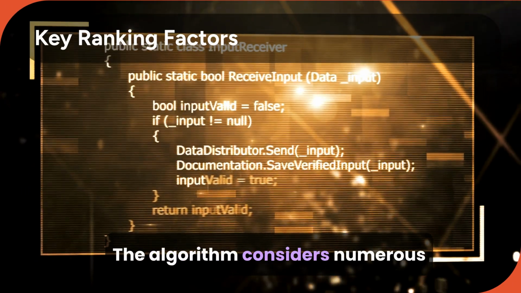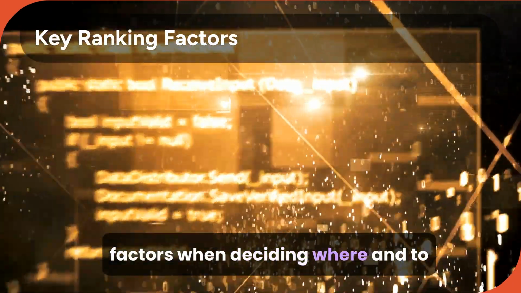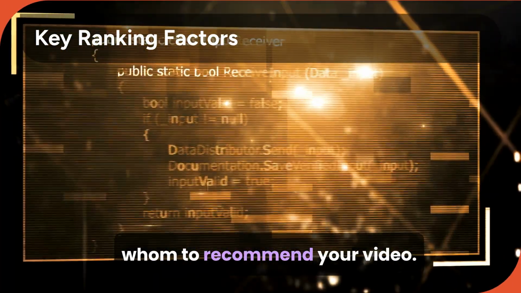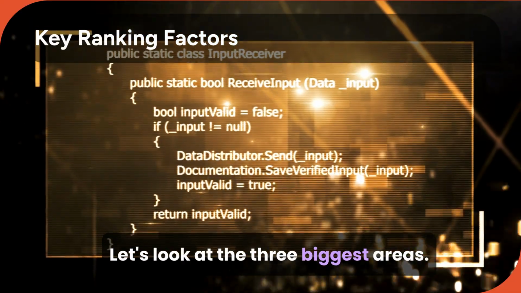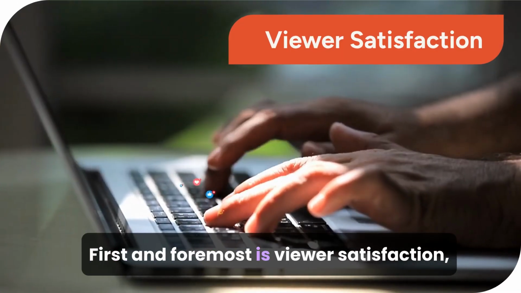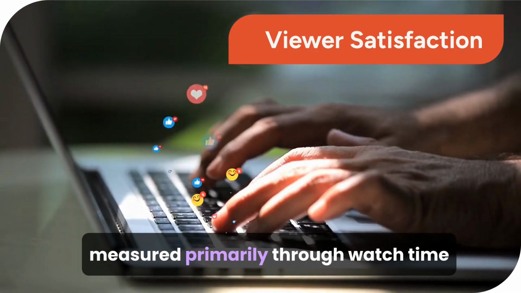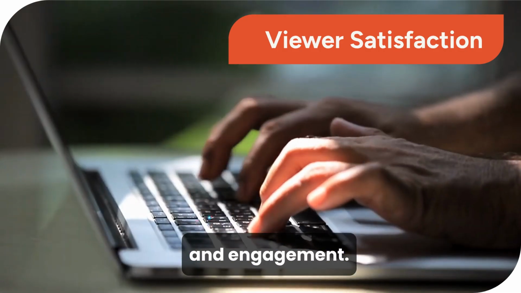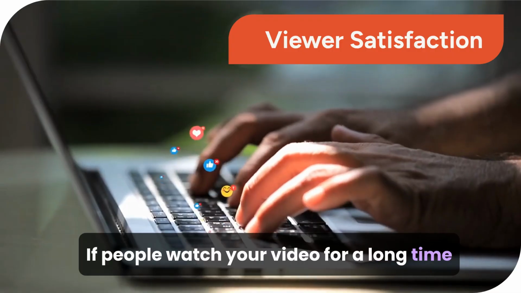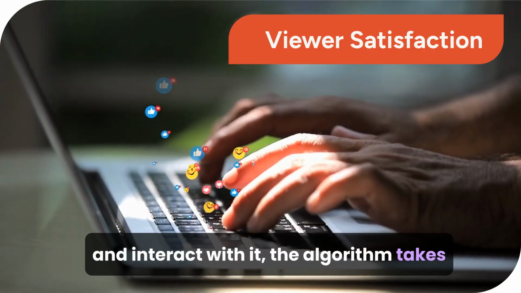The algorithm considers numerous factors when deciding where and to whom to recommend your video. Let's look at the three biggest areas. First and foremost is viewer satisfaction, measured primarily through watch time and engagement. If people watch your video for a long time and interact with it, the algorithm takes notice.